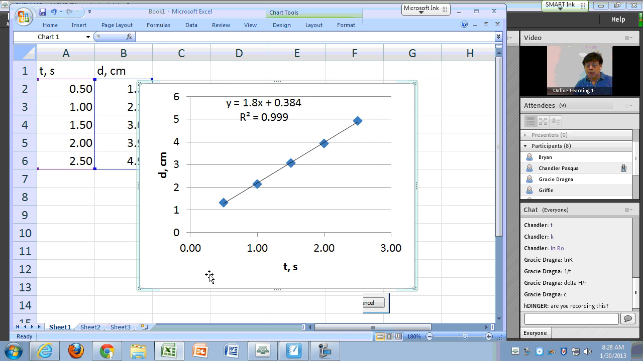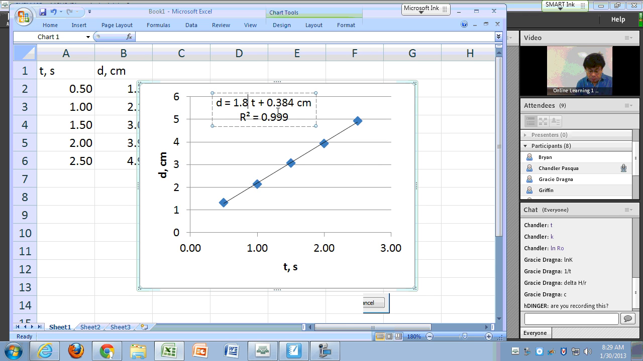Okay. So now my equation is really a distance versus time, so it's not really y versus x. So I can actually edit this. I can show this as distance equals 1.80 times time plus 0.384. Okay. But then you have to put units for your 1.8 and 0.384. Now 0.384 is the y-intercept, so that should have the same unit as distance. So the unit for 0.384 is centimeters.